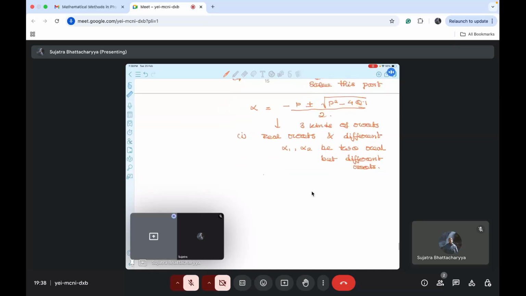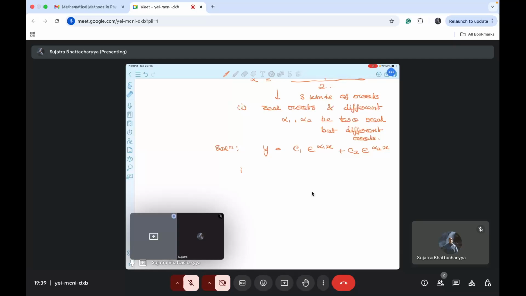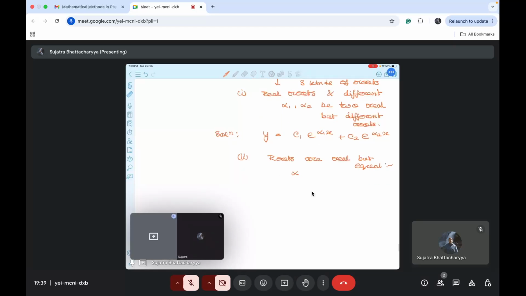Then what will be the solution? Therefore, the solution will be y is equal to c1 e to the power alpha 1 x plus c2 e to the power alpha 2 x. Simple. Second case, if the roots are real but equal. Sometimes it happens that we get equal roots, say alpha. Then your solution will be y is equal to c1 plus c2 x, times e to the power alpha x.